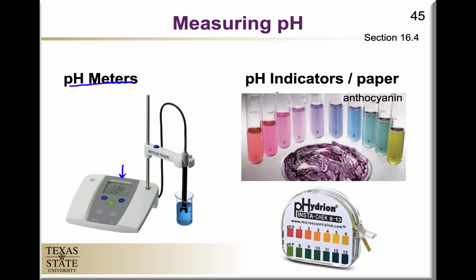On the right-hand side, we have pH indicators or pH paper. A pH indicator is basically a substance, a chemical that has 2 different colors depending on the environment. If it's in an acidic environment, it's going to have one color.